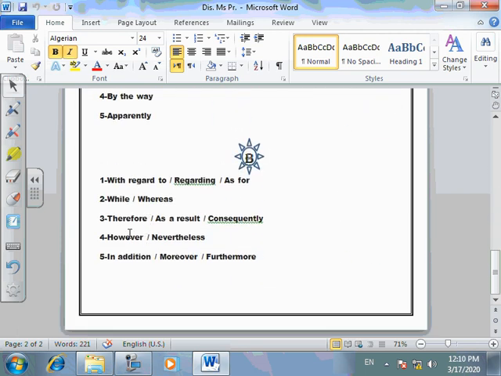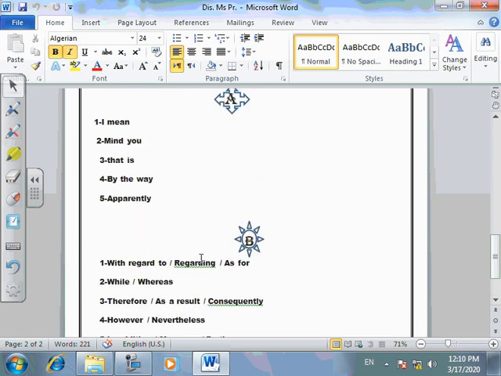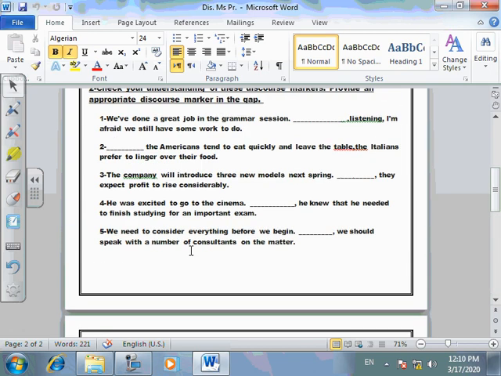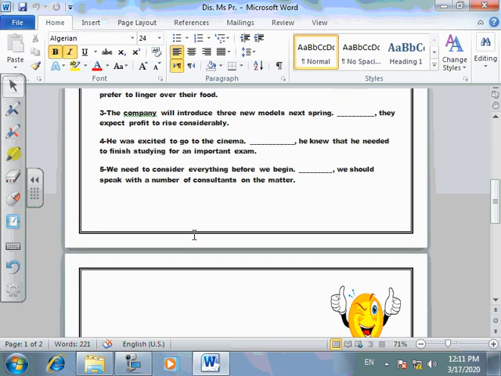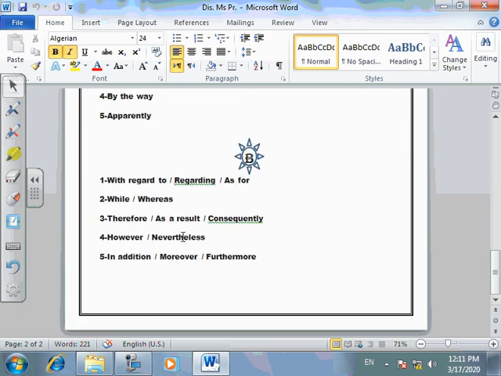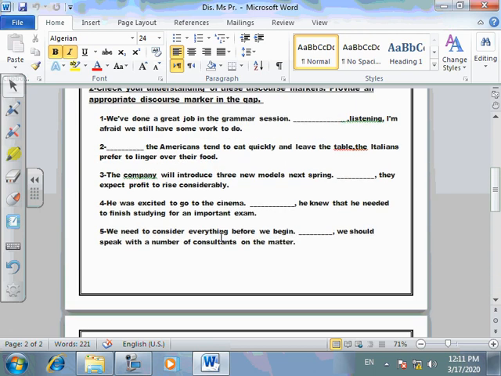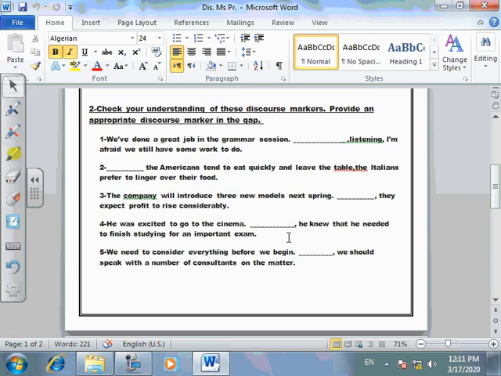Okay, number 3, therefore, as a result, consequently. And so this shows the result, the company, therefore, or so. Number 4, what's number 4? However, or nevertheless. However, or nevertheless.